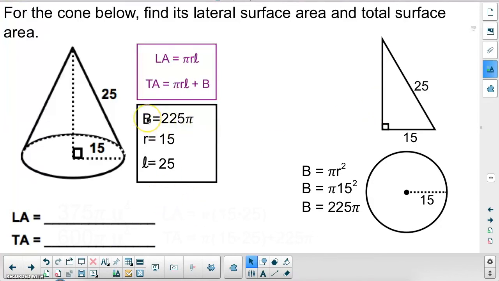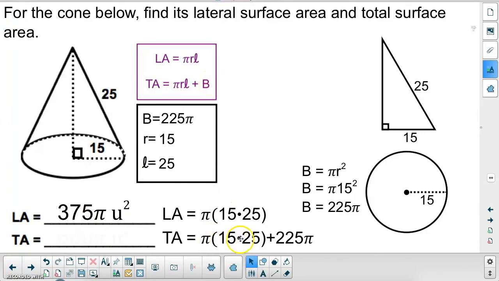So now we have our big B, our radius, and our slant height, so we can find our lateral area and total area. So we'll have lateral area, which is pi times r times L. So pi times 15 times 25 gives us 375 pi square units. For the total area, we need to add in the base, so we'll have our 225 pi plus the 375 pi that we found previously for lateral area, which gives us a total of 600 pi square units for our total area.